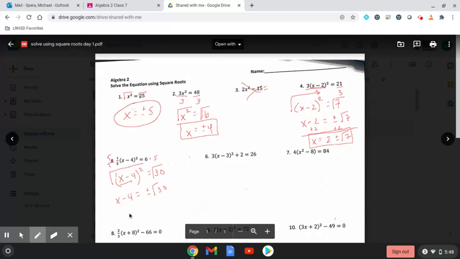And to get our answer, we just have to get x by itself, which means we would have to add 4 to the other side. And that comes out to being a decimal. 4 plus or minus the square root of 30.